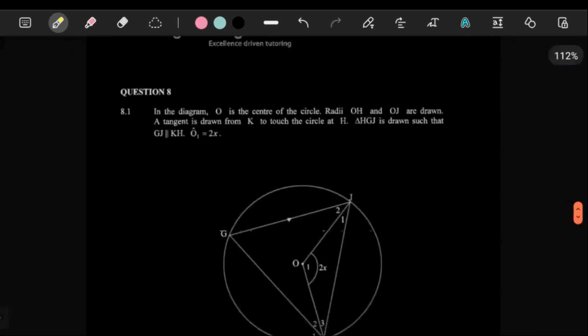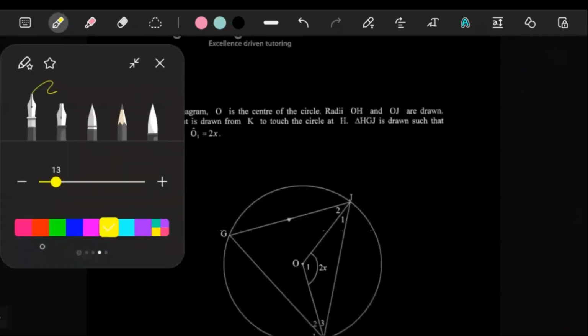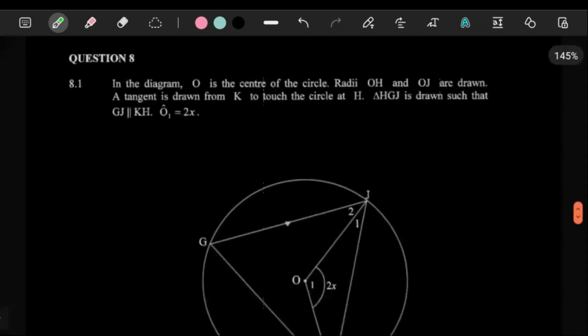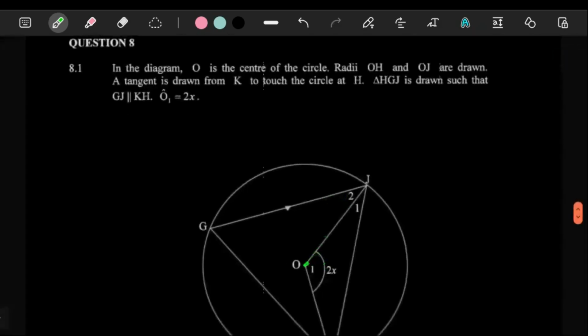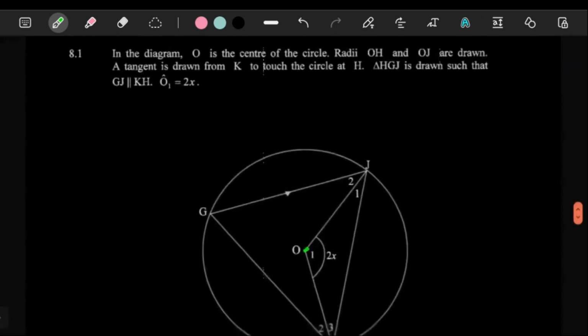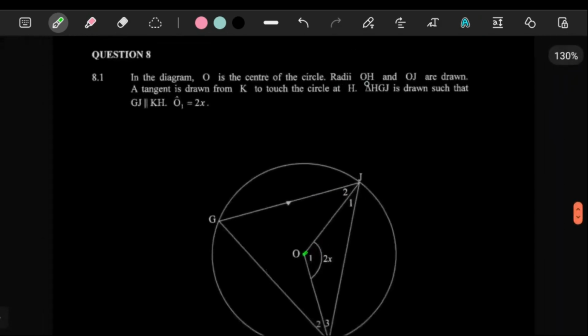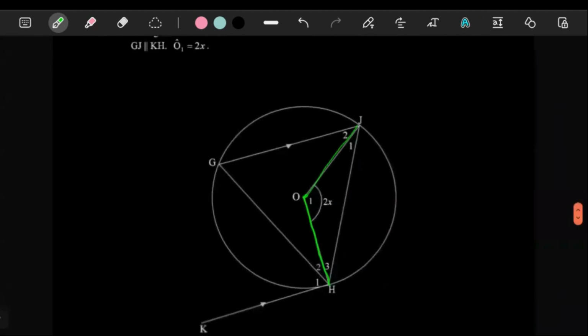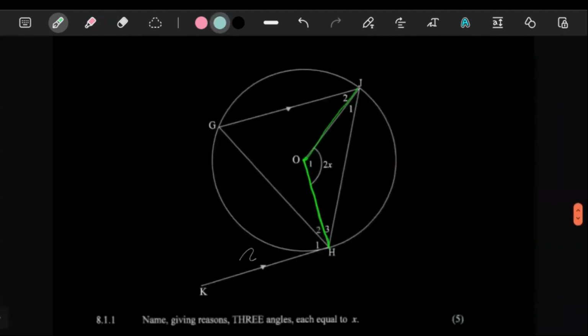We are now in Euclidean geometry territory. To be honest, I'm kind of vibing with Euclidean geometry these days, big time. It says in the diagram, O is the center of the circle. And then it says you have radii OH and OJ are drawn. And then it says here a tangent is drawn from K. So you have a tangent from K here, like this.